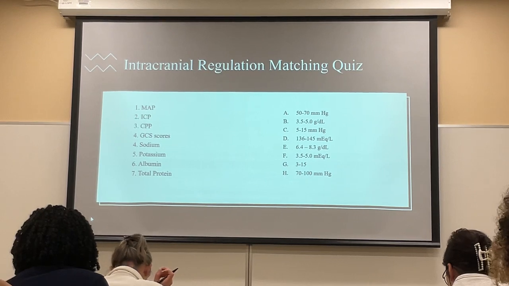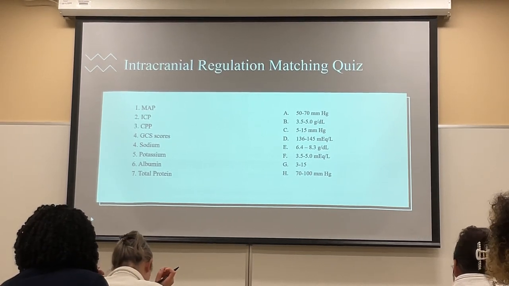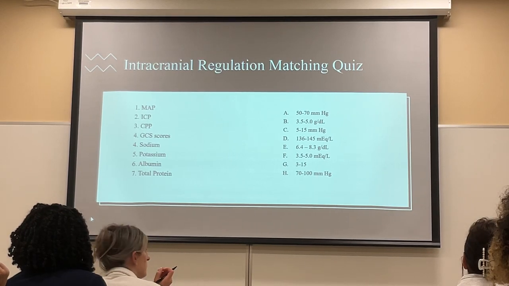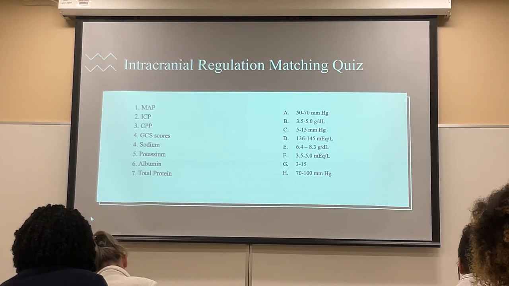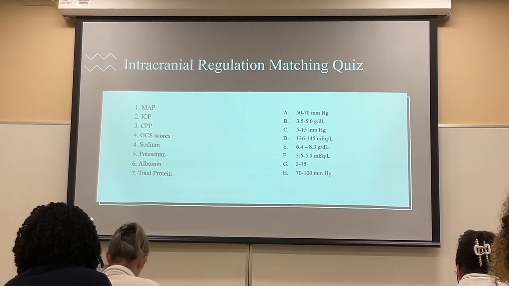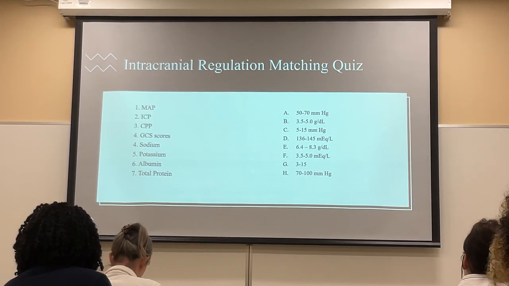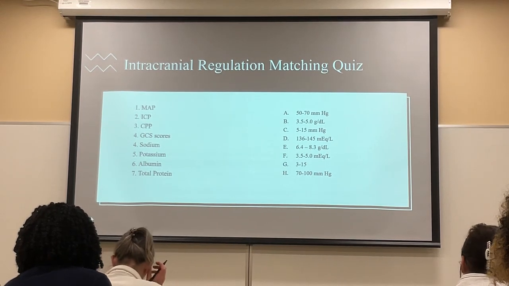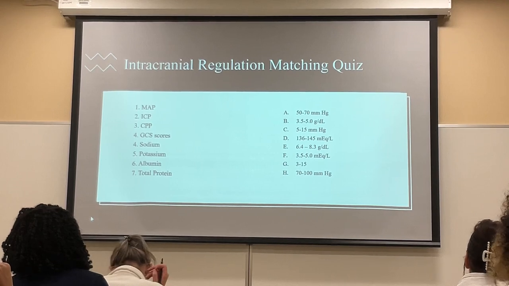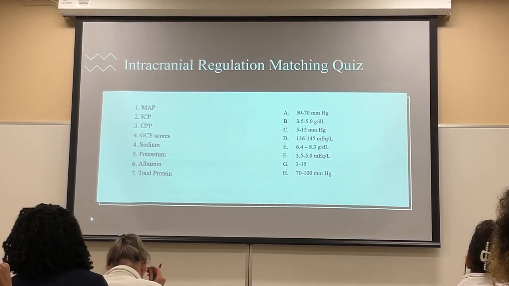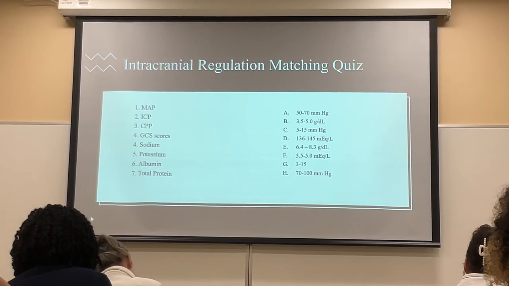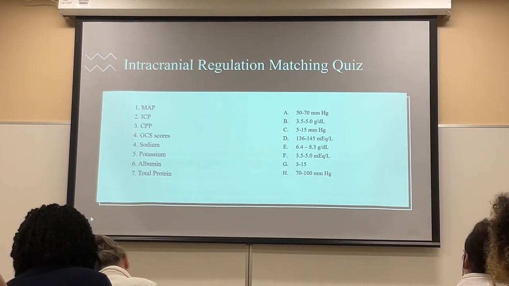So, cerebral perfusion pressure. What did y'all get for that? Yep. Alrighty. A. A is an apple. Glasgow Coma Scale score, what's the range? G. G, right? Okay, good. So, sodium. D.